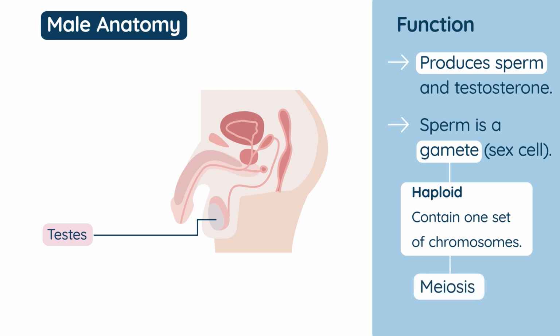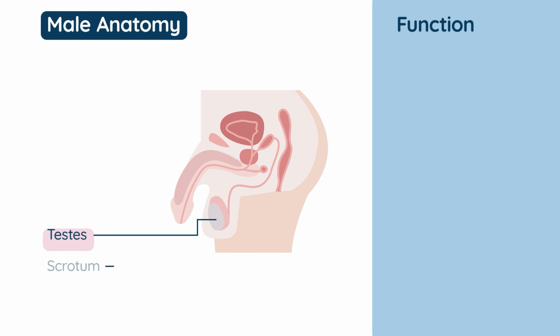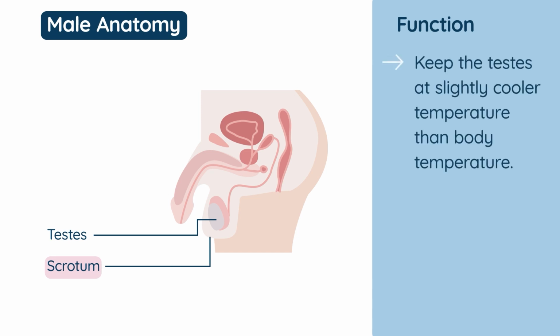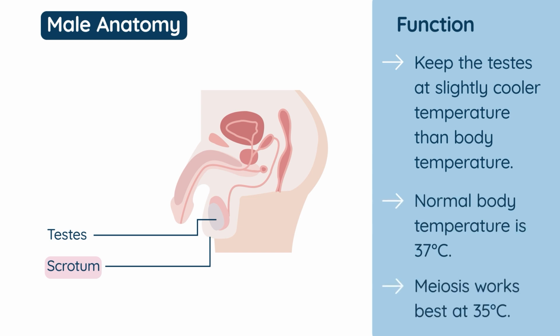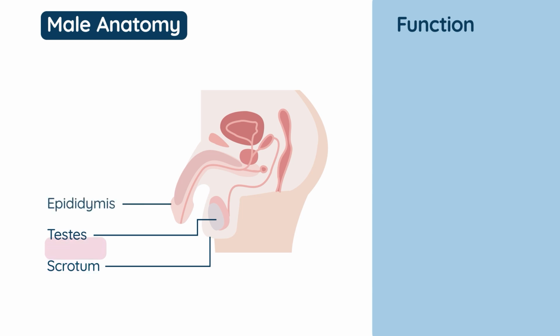There are two testes and they are contained in a bag called the scrotum. Now, the scrotum's role is to keep the testes at slightly cooler temperature than normal body temperature, in this case 35 degrees. Remember, normal body temperature is 37 degrees, but meiosis, that process of cell division we talked about, works best at 35 degrees.